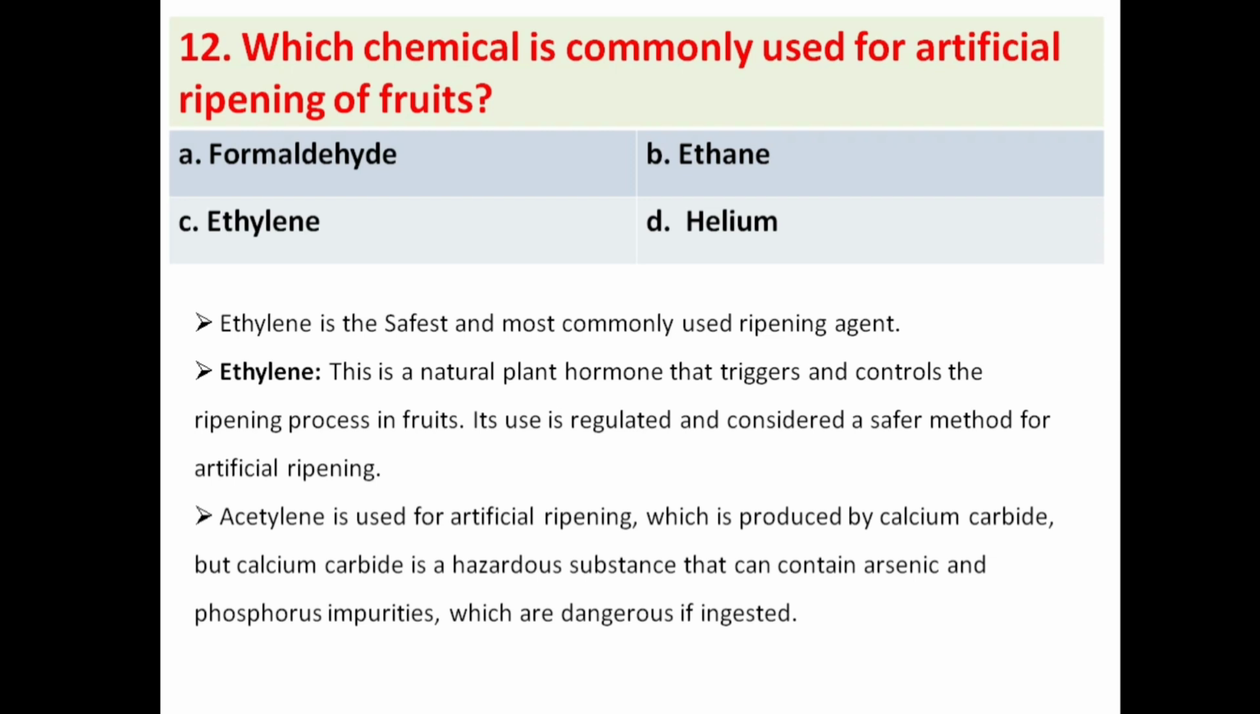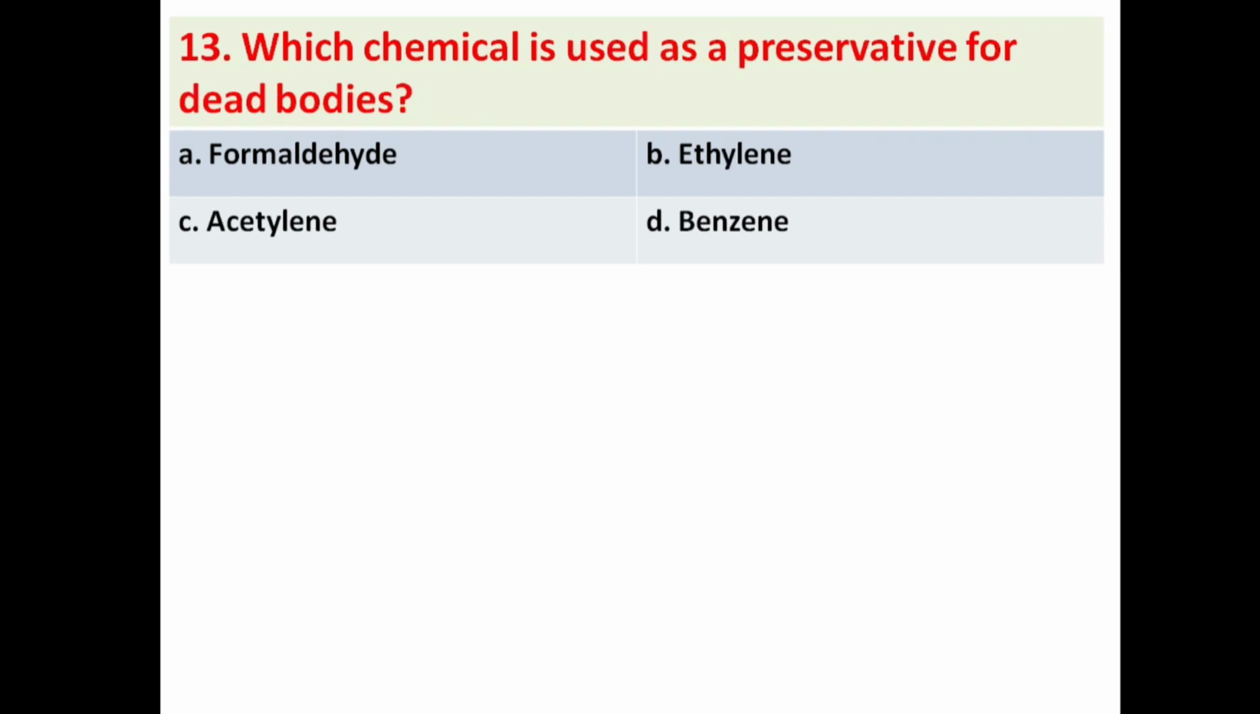Ethylene is a natural plant hormone that triggers and controls the ripening process in fruits. Its use is regulated and considered a safer method for artificial ripening. Acetylene is also used for artificial ripening of fruits, which is produced by calcium carbide. But calcium carbide is a hazardous substance that can contain arsenic and phosphorus impurities, which is dangerous. Hence, only ethylene is the safest and the commonly used ripening agent. Option C, that is ethylene, is correct.